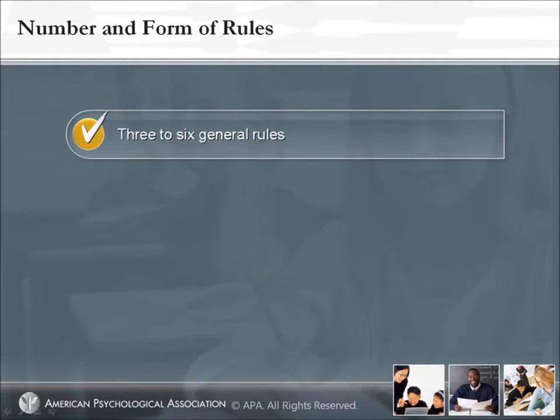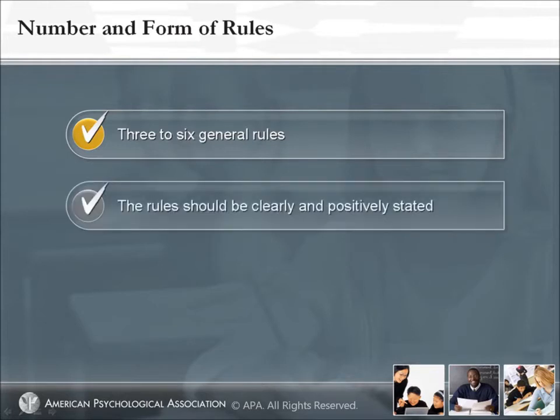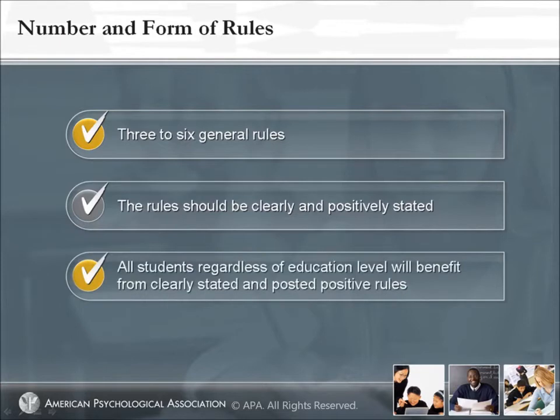The rules should be clearly and positively stated. For example, respect others, be on time, and be prepared. There is a difference between "respect others" and "do not interrupt the teacher or a student when speaking." All students, regardless of education level, will benefit from clearly stated and posted positive rules.